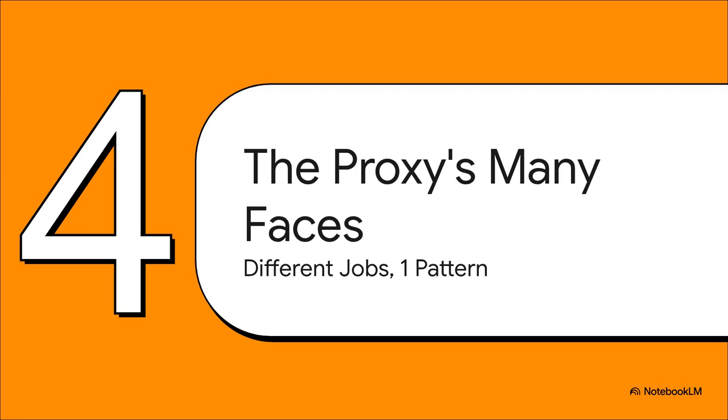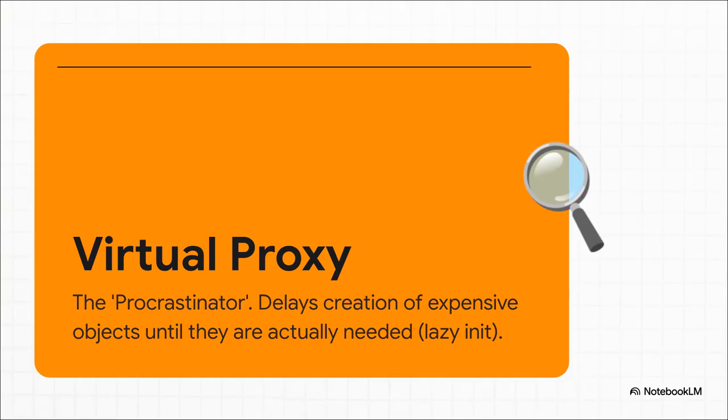And that gatekeeper role is exactly what makes this pattern so incredibly flexible. Because depending on the specific job it needs to do, the proxy can put on a few different hats, or personas, to solve totally different kinds of problems. First up, we have our original problem solver, the procrastinator. The virtual proxy stands in for a really resource-intensive object. It gives you a lightweight holder and only creates the real heavy object when it's first requested. We call this lazy initialization, and it is a fantastic way to make your app start up way faster.